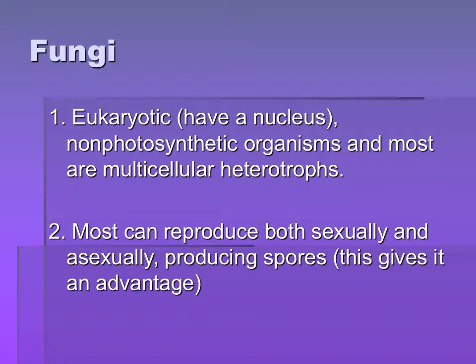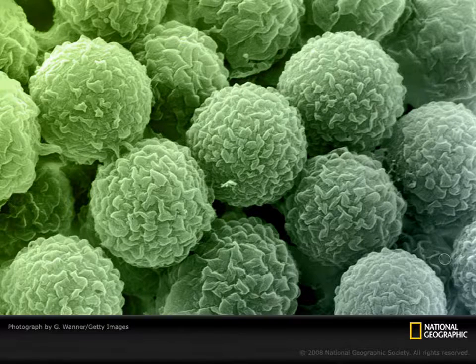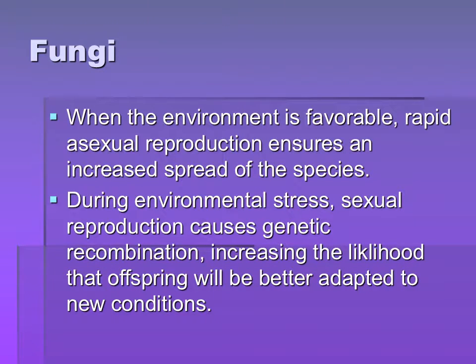Or if they're in really good environments, they can reproduce using other types of fungi, or have to depend on themselves. They can reproduce in different types of ways. It makes them able to withstand lots of different environments. Again, when the environment is favorable, rapid asexual reproduction ensures an increased spread of the species. During environmental stress, sexual reproduction causes genetic recombination. That means the genes of different types of fungus come together and combine, which increases the likelihood that offspring will be better adapted to the new conditions.